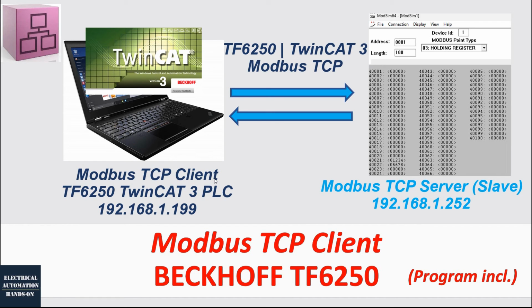In this video, I will use two PCs to run this test. I will program in this PC, and this PC will run as the TwinCAT 3 Modbus TCP client. The other PC will run the Modbus TCP server, the slave side. I will use this free demo software, ModbusTCP software. It's very common free demo software. We can use it running as a server side, and we can do this Modbus TCP test.